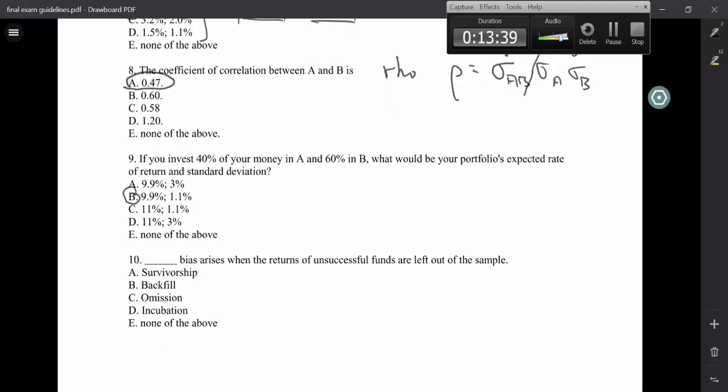Number 10, what bias arises when the return of unsuccessful funds are left out of the sample? That is known as what? Commonly, survivorship bias. It means that you look at a sample of funds or stocks and the returns look fantastic because the bad ones have actually dropped out already. So you don't get the full picture of how these funds are doing unless you count the ones that didn't make it. That's known as survivorship bias.